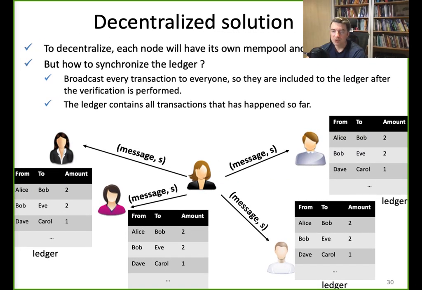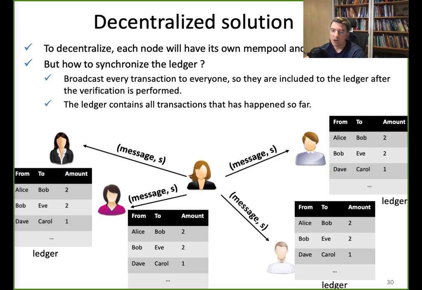To decentralize, what if each node has its own mempool in the ledger? That sounds like a great idea. However, the problem here is how can we synchronize all of these copies of a single ledger? One solution is to broadcast every single transaction to everyone, so they're all included in the ledger by all nodes. Of course, after these transactions are verified.